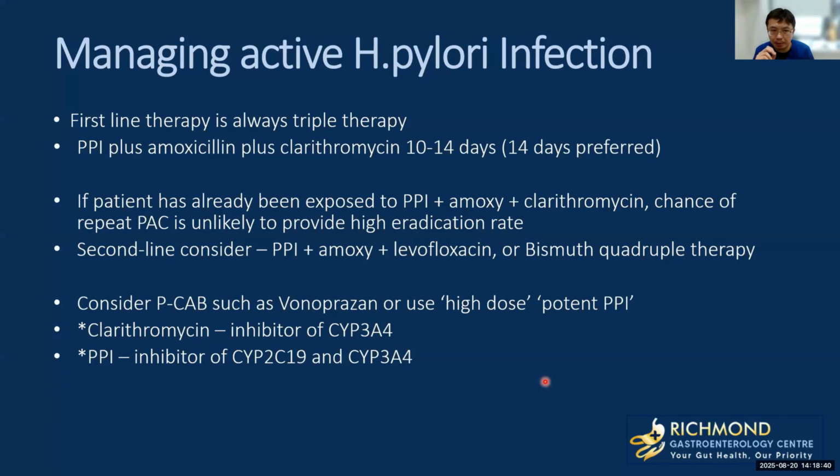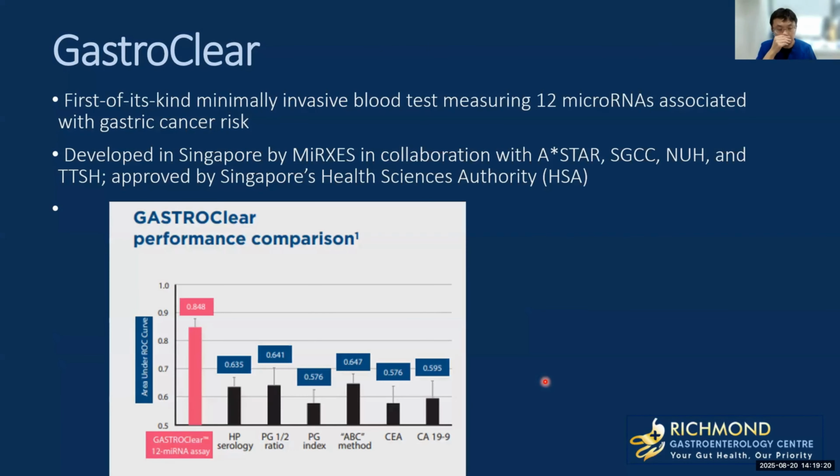Remember, clarithromycin is an inhibitor of cytochrome P3A4, and PPI is metabolized by cytochrome 3A4. So when you give PPI with clarithromycin, the clarithromycin will increase your PPI drug levels. The other thing also happens: the PPI will also inhibit clarithromycin. So the more potent your PPI, the more likely your clarithromycin level will come up, and your PPI level will come up as well. Okay, so let's talk about GastroClear.